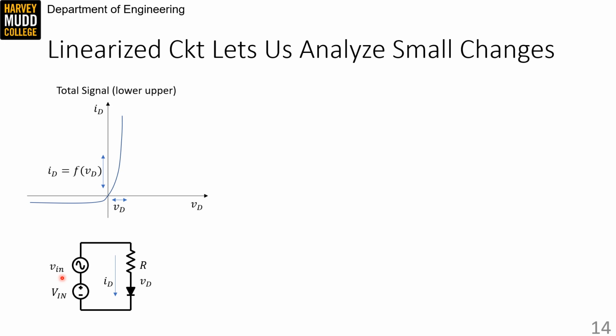There's a notation convention that's associated with this type of modeling, where total signal variables are denoted with a lowercase letter and an uppercase subscript, so like this v_D. Large signal variables are denoted with an uppercase letter and an uppercase subscript, so like that V_D. And small signal variables are denoted with a lowercase letter and a lowercase subscript, v_d. And the total signal is equal to the large signal plus the small signal.